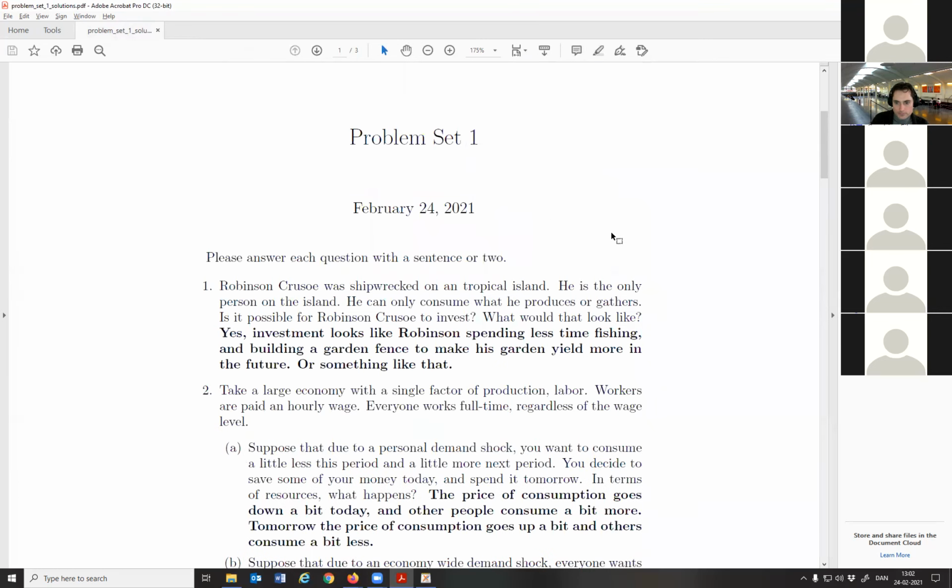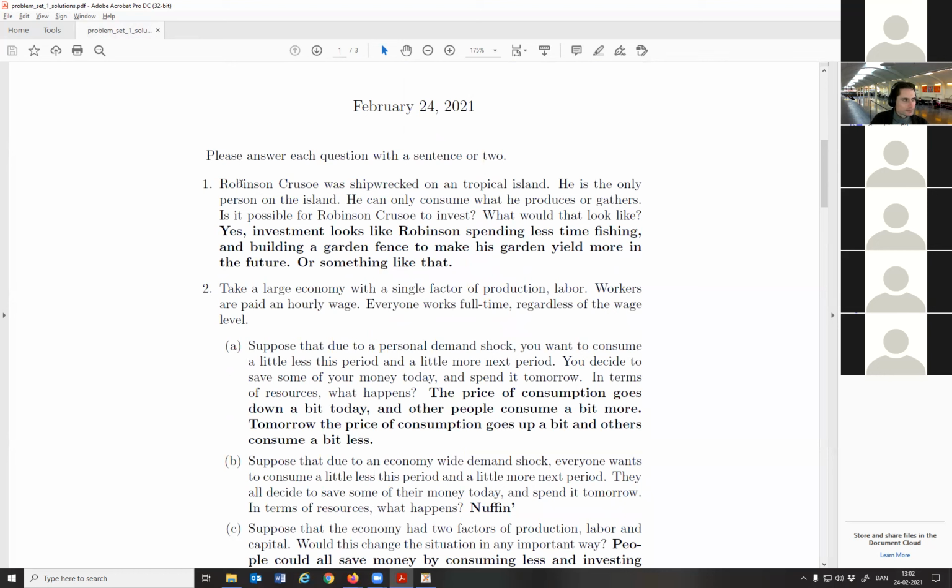Okay. So I think I'll just read through these answers, and then if you have questions, just stop me. The first one is about Robinson Crusoe, the typical economics example. He's shipwrecked on a tropical island. He's the only person on the island. So the only production on the island is what Robinson Crusoe produces, and the only consumption is what Robinson Crusoe consumes.